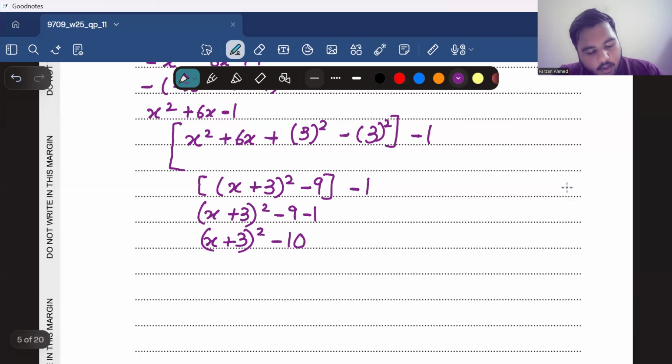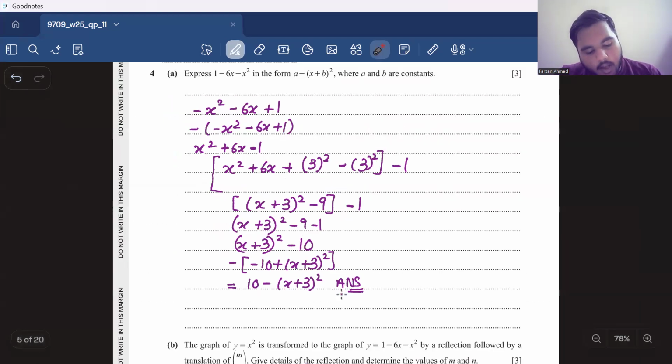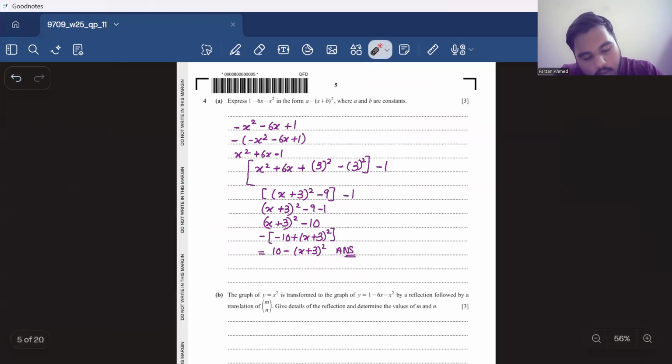Now the completing square form will be, minus will be common. So minus 10 plus x plus 3 whole square in the bracket. So this will be equal to 10 minus x plus 3 whole square. This is our final answer. Why have I done this? Because we have to give it in this form.